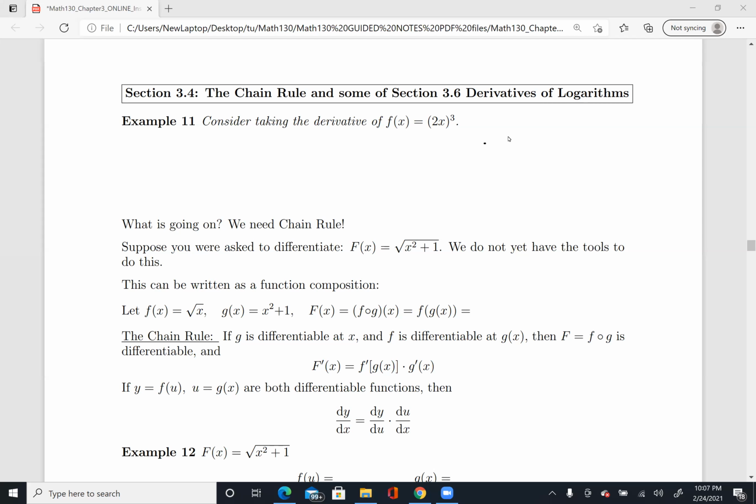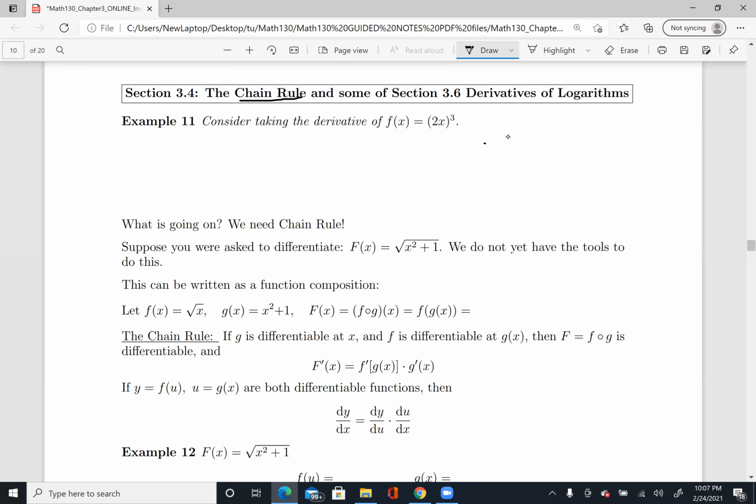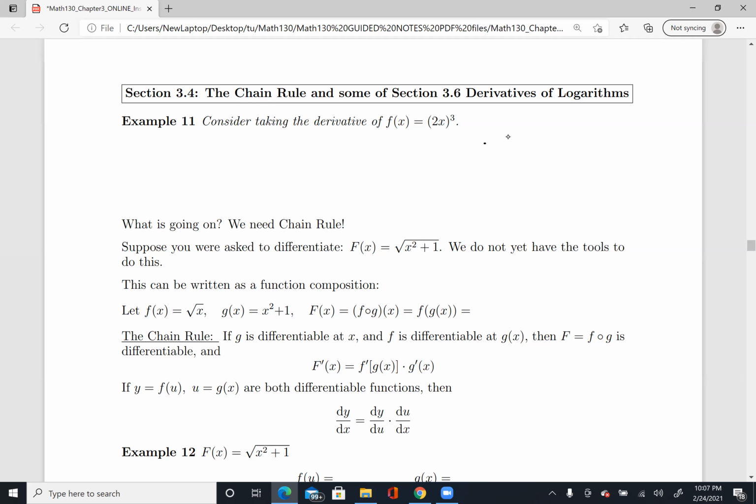Hi everyone. Today we're going to come to section 3.4, the chain rule, and I'm going to have something from section 3.6, derivative of logarithm. So let's start with an example over here.